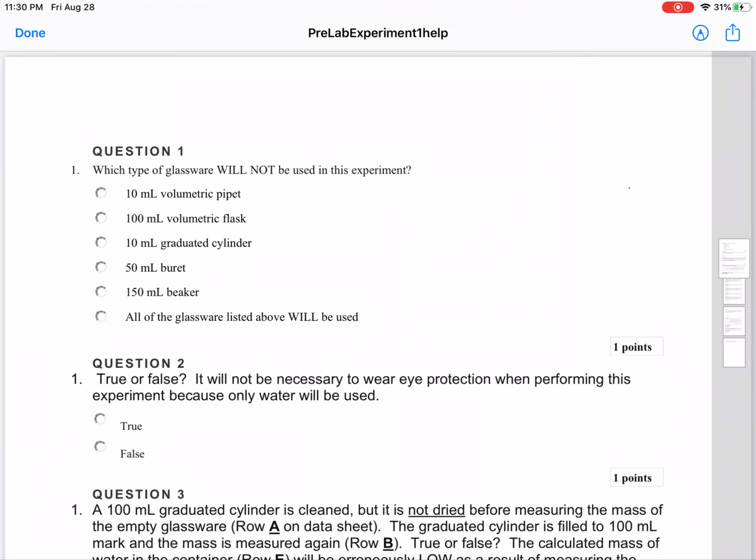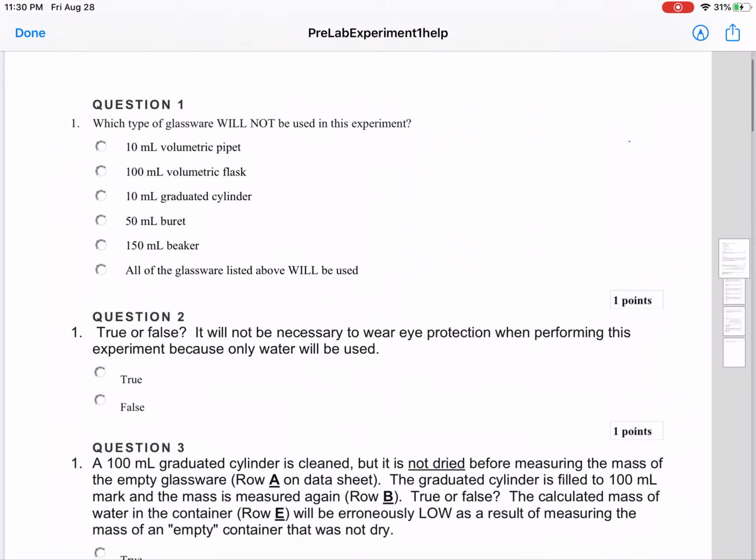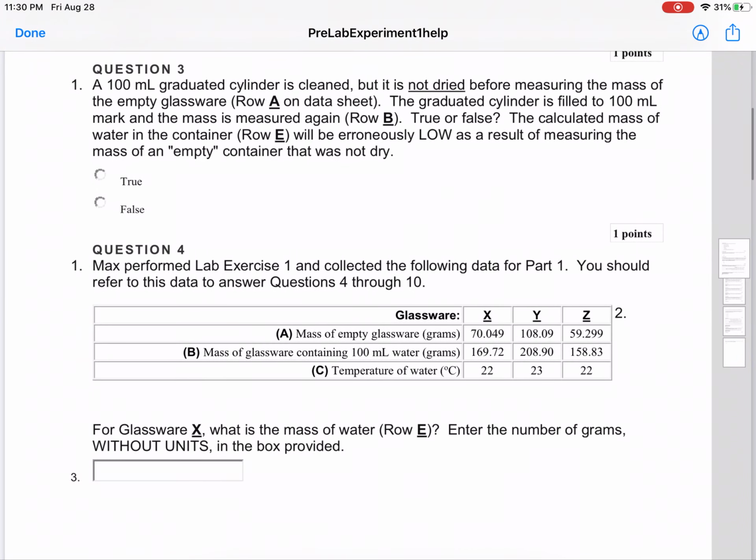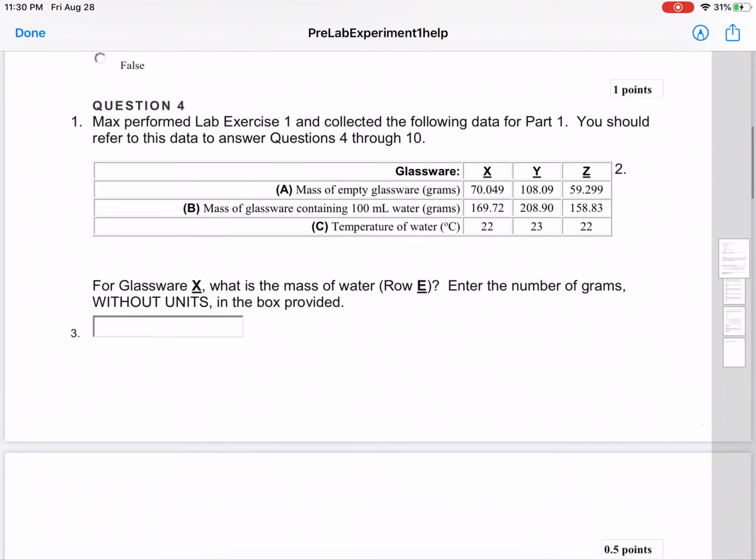So your question 1 is, which type of glassware will not be used in this experiment? You guys can do that. And then the second and the third questions also you guys can do. Let me help you with number 4. Max performed lab exercise 1 and collected the following data for part 1. You should refer to this data to answer question 4 through 10.